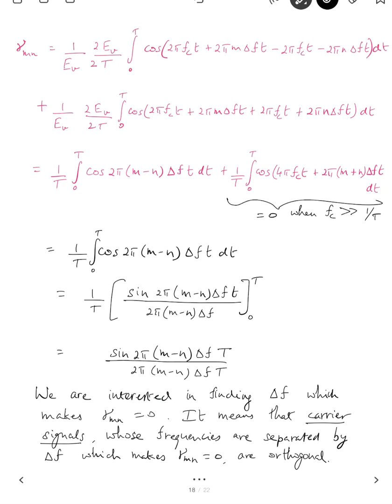So a quick observation of this equation tells us that if we choose delta f such that we can get rid of this 2 and this T, that will give us this entire term to be 0. So if we have delta f to be 1 by 2T, we will get this term 0, which makes this measure of similarity 0. That means the two carrier signals are going to be orthogonal with respect to each other. And since delta f is the spacing between all the carriers, all of them will become orthogonal with respect to each other.